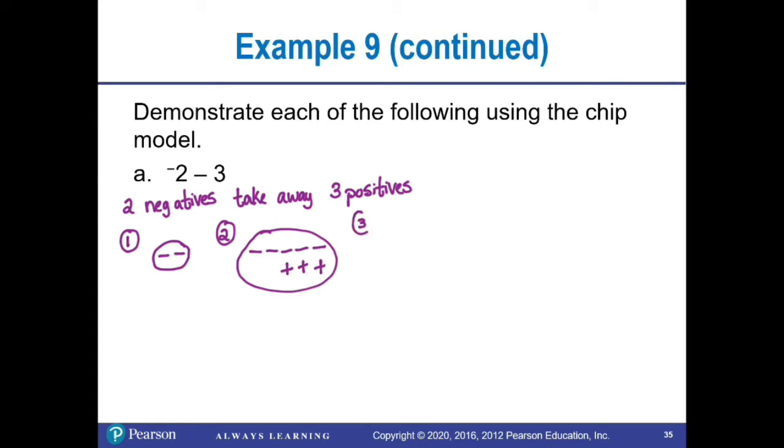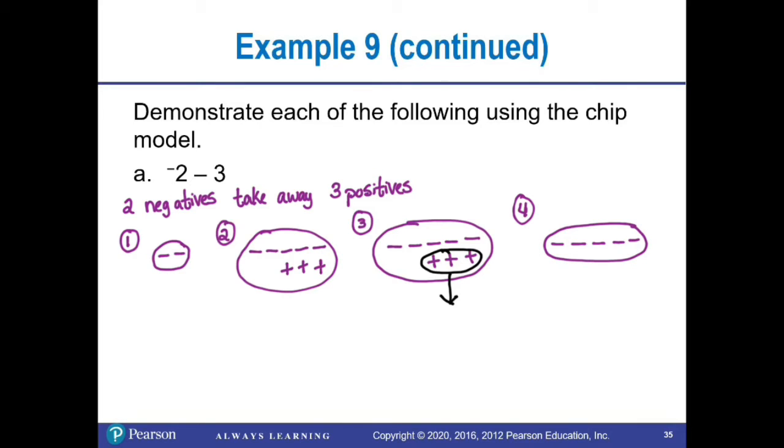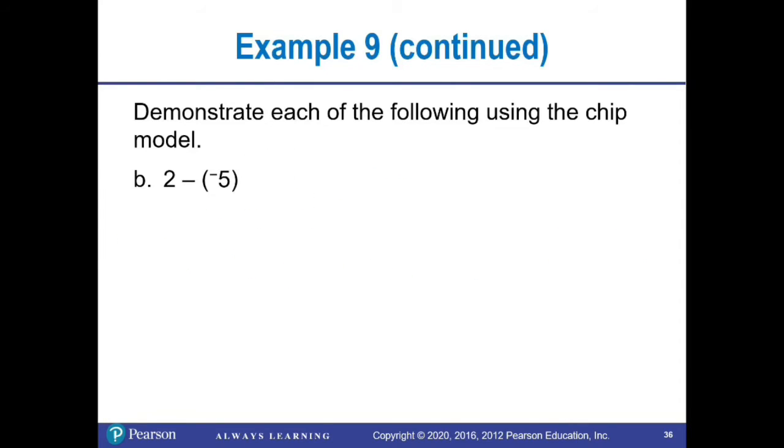So a positive and negative, that's 0, and a positive and a negative is 0. Now I have 3 positives, so I can take away those 3 positives. I circle them and draw an arrow to show that I'm taking those out of that circle. And I'm left with 5 negatives in my circle. So negative 2 minus 3 is negative 5. Let's look at another one. In part B, we have 2 minus negative 5.